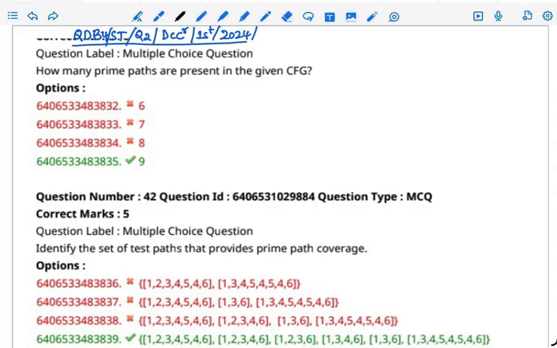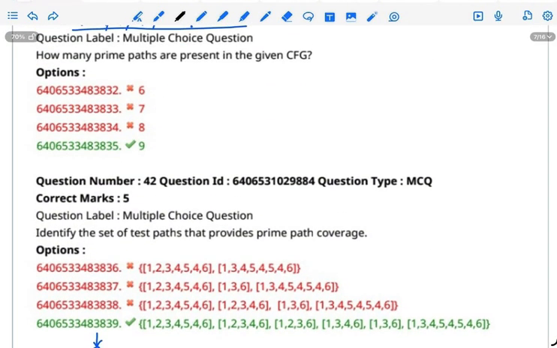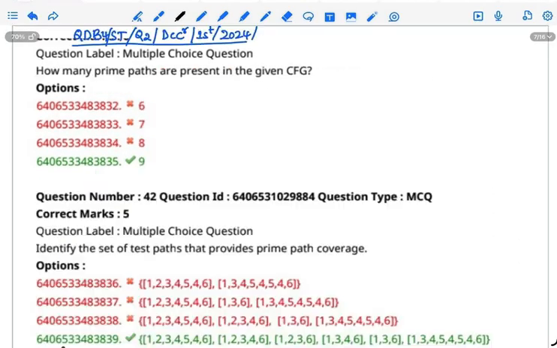For this question, first you have to draw the control flow graph. You first check with the previous question: the set of vertices and set of edges. From this we draw the control flow graph, CFG. They are asking how many prime paths are present in the given control flow graph, that is, the count of the prime paths.